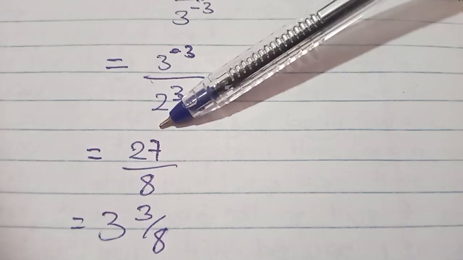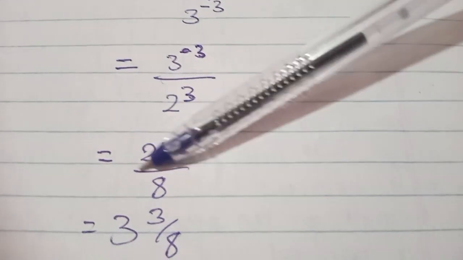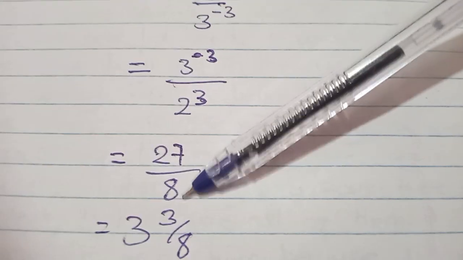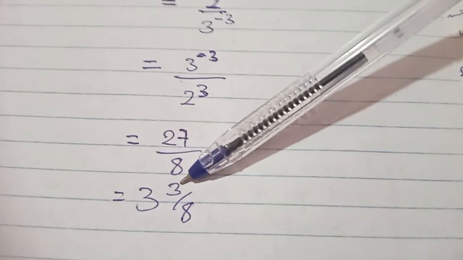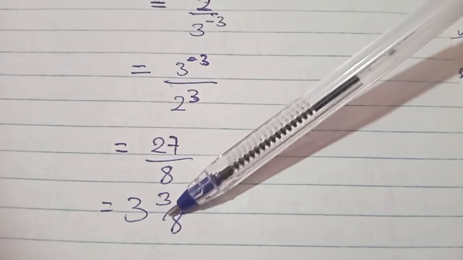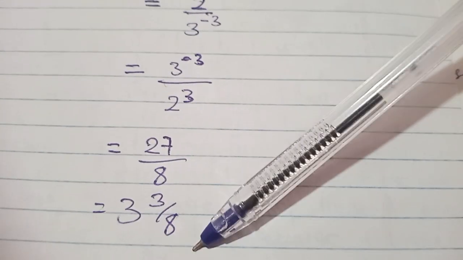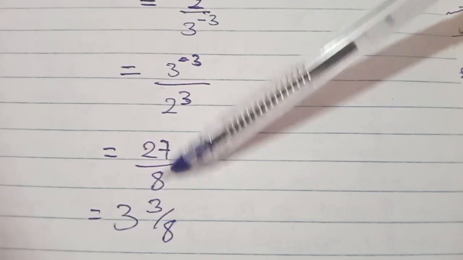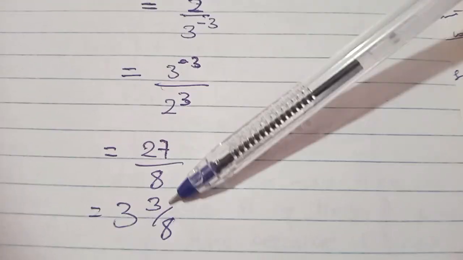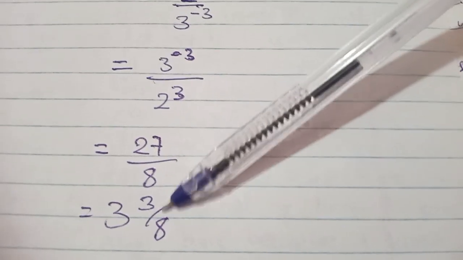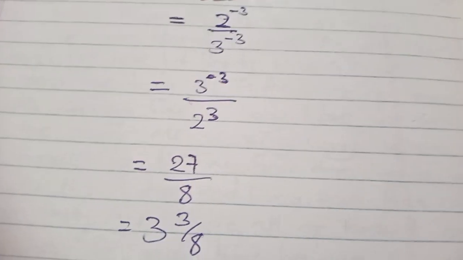Now, this is an improper fraction, so I need to convert my answer to a mixed fraction. 8 will go into 27 how many times? 3 times, remainder 3. 3 times 8 is 24; you subtract 24 from 27 to be left with 3, all over 8. So this is the result for my calculation.